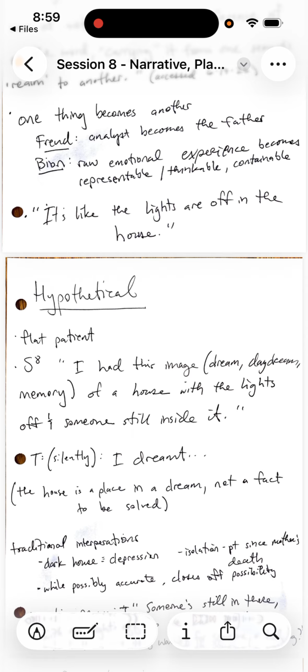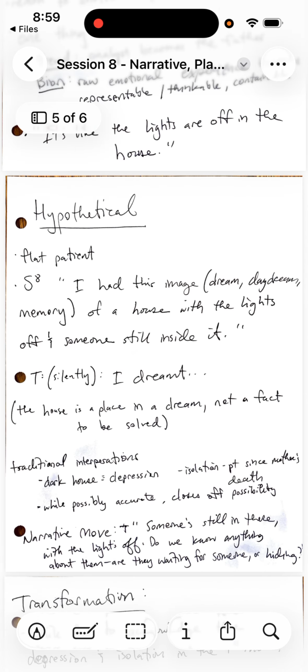in the following way. So let's say a flat patient comes back for the next session. You have engaged in some work around Alvarez and Levine. You made some it statements, some you statements. The patient feels like they've shifted during that from a non-vitality into some kind of more engaging element. And they said, I had this image. Image could be dream, daydream, memory. It could even be a story of a house with the lights off and someone still inside it.